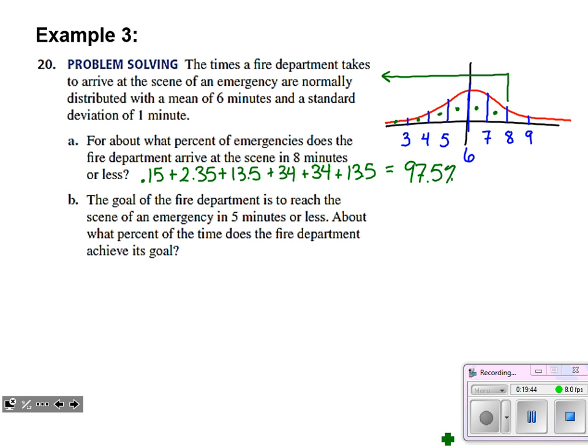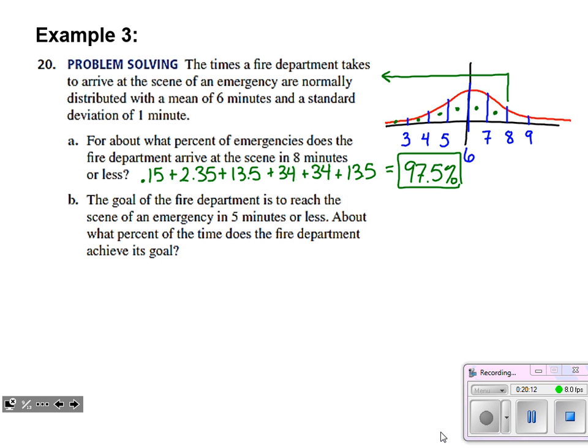So again, if our graph represents all the different times the fire department was called out and the x-axis is the time it took to get to the scene, we randomly choose one of those calls. 97.5% of the time, they made it to the scene in less than 8 minutes. Very cool. Very short work of a seemingly complicated problem.